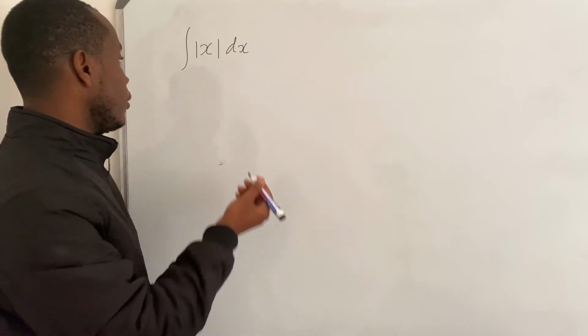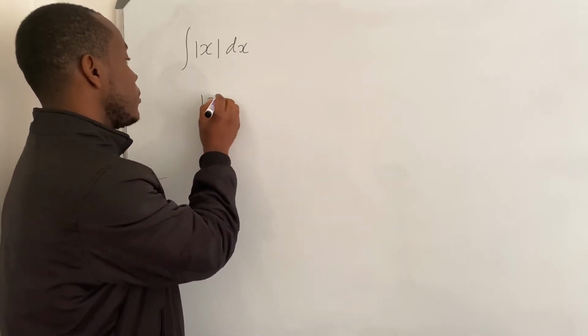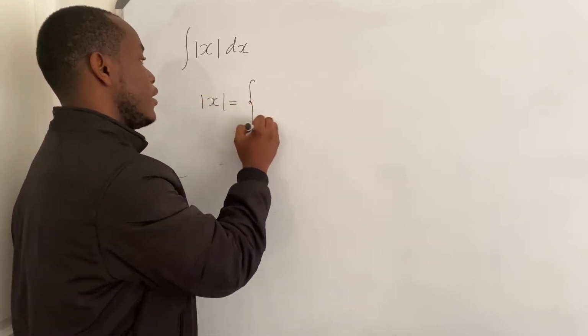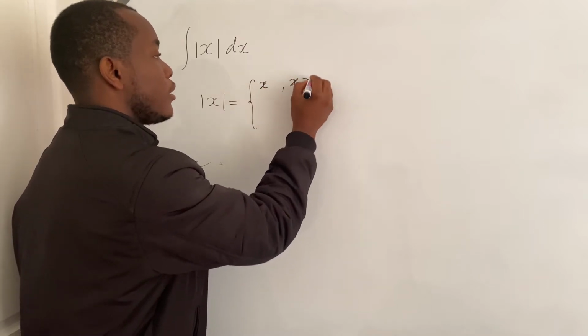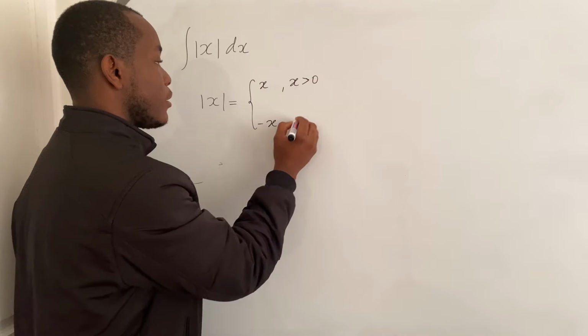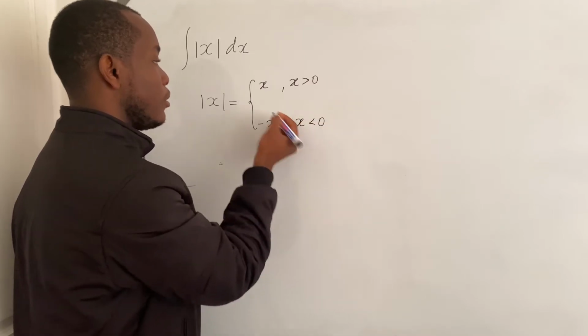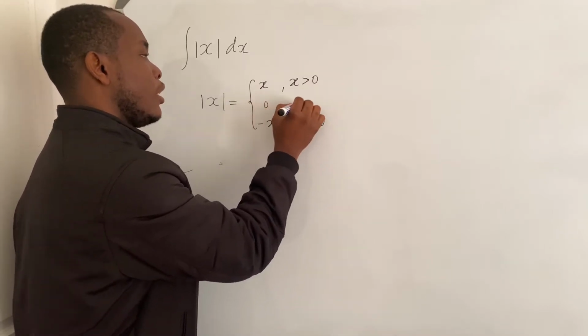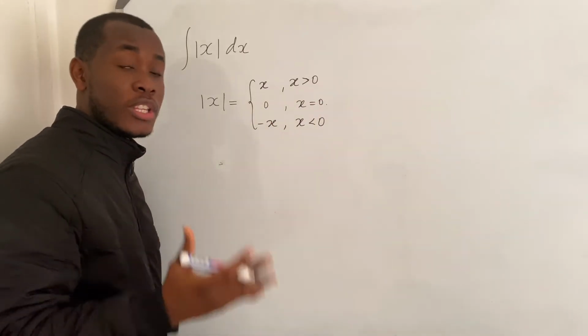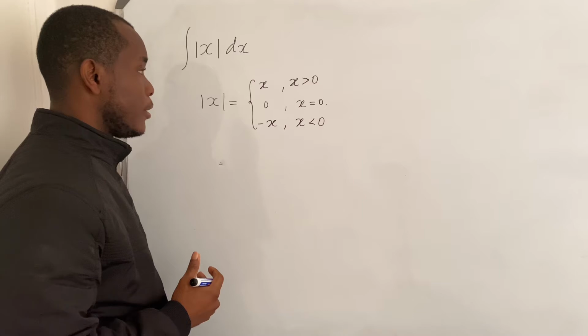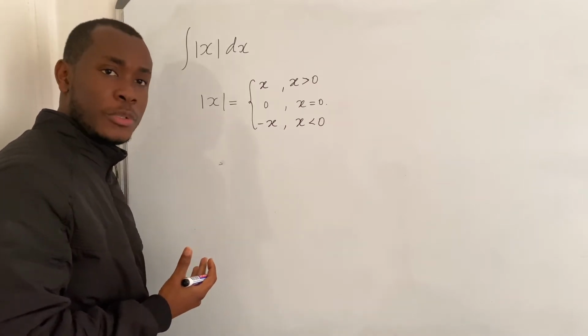So we know that the absolute value of x is x when x is greater than 0, and it's minus x when x is less than 0. We can also say 0 when x is 0, depending on the notation of the book that you're using. And this way we're going to solve in a different way.